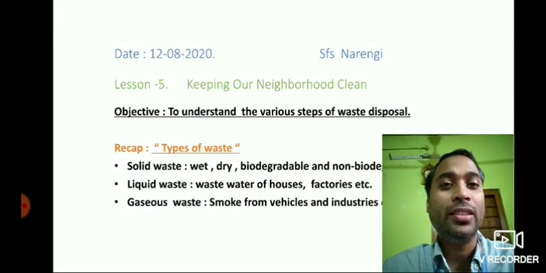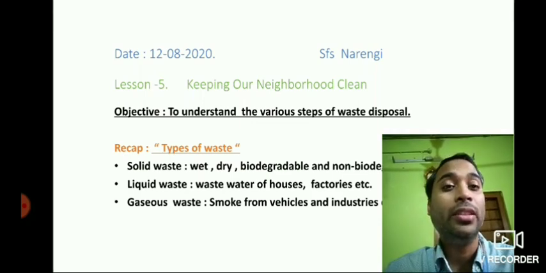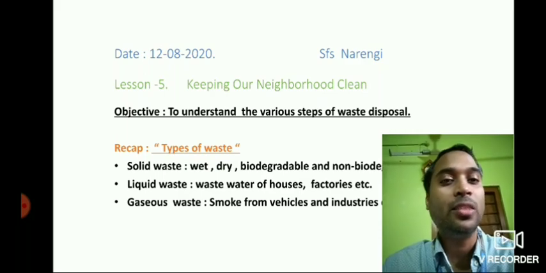So, we are in lesson 5, that is keeping our neighborhood clean. And today we are going to understand the various steps of waste disposal.